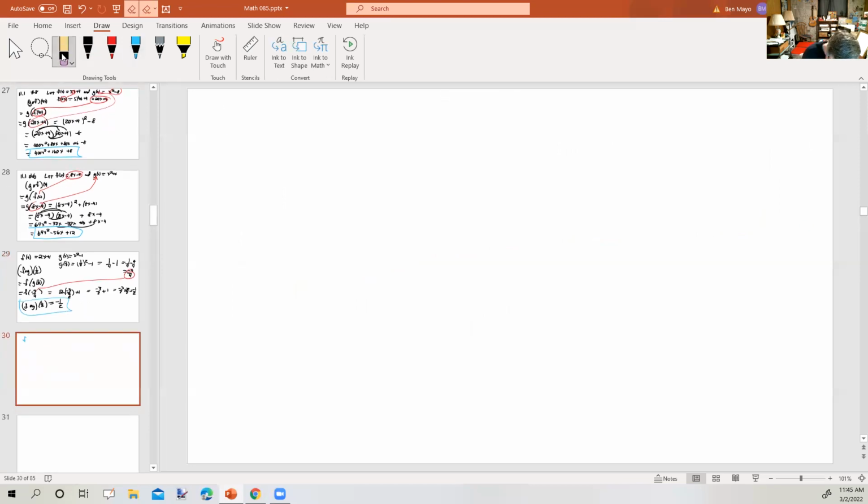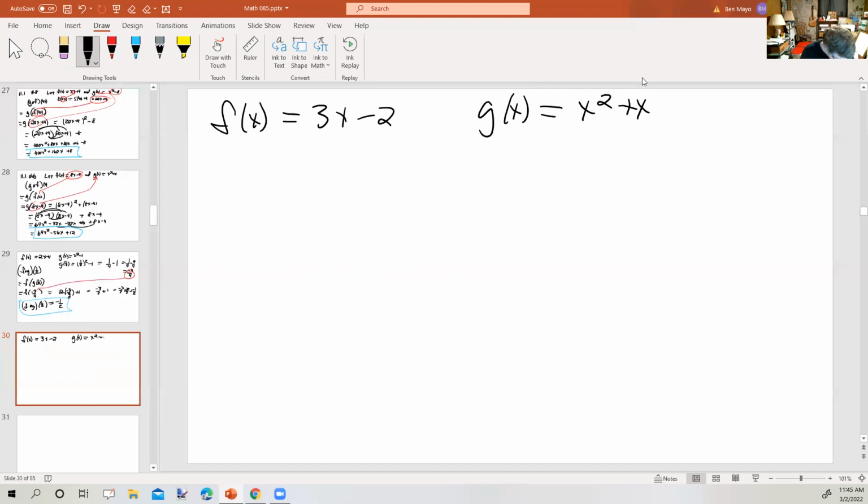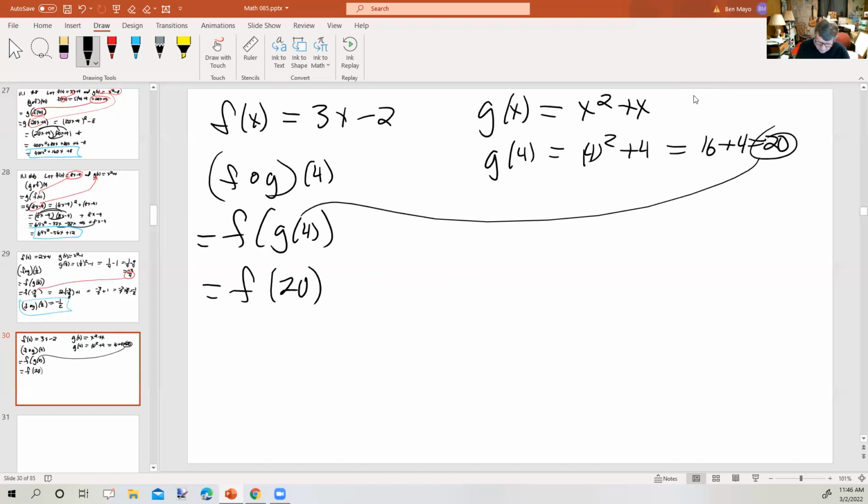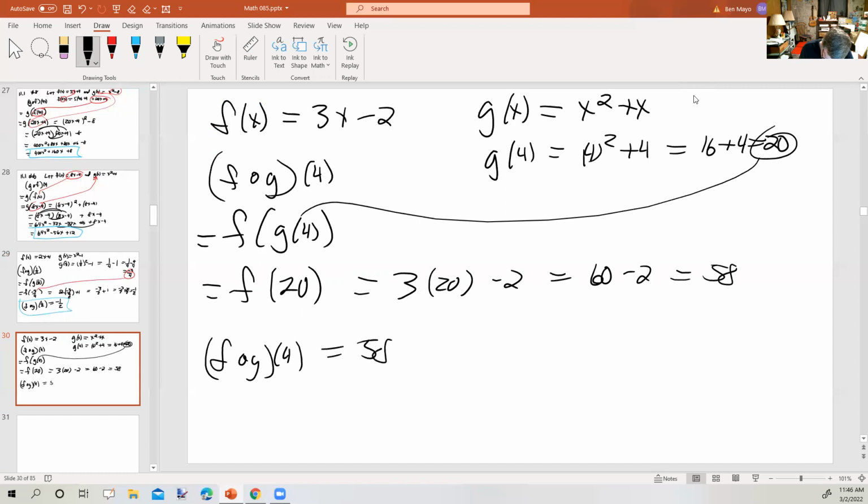Suppose f of x equals 3x minus 2 and g of x equals x squared plus x. Let's find f composed with g of 4. So that's equal to f of g of 4. g of 4 is 4 squared plus 4, which is 16 plus 4, which is 20. So g of 4 is 20. So 20 goes in the place of g of 4. So now f of 20 is 3 times 20 minus 2, 60 minus 2, 58. So f composed with g of 4 is 58.